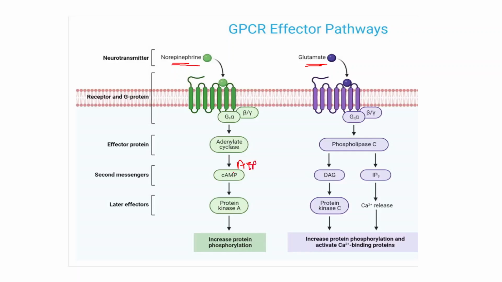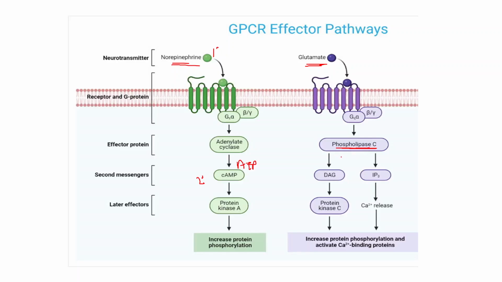Because of the increase in cyclic AMP in the cytosol, it will lead to the activation of protein kinase A. Protein kinase A will also increase protein phosphorylation. So this is the later effector. This is the primary messenger, and this is the secondary messenger here. Whereas when glutamate binds to the GPCR, it will lead to the activation of phospholipase C, which here acts as the effector molecule.